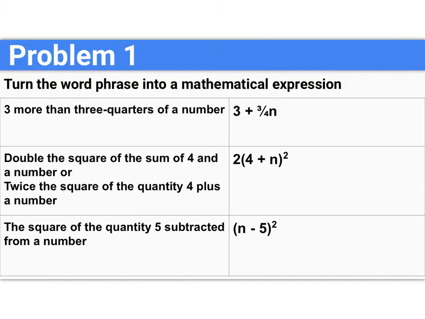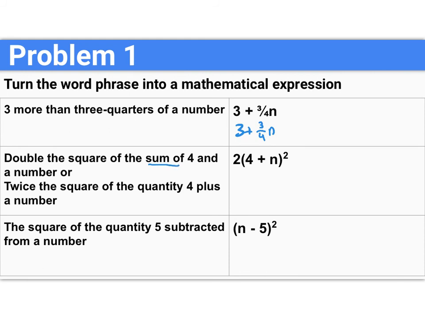Okay, problem 1. 3 plus 3/4 n. So let me write that for you so it looks a little neater, because it looks like the n is in the bottom, but this is 3 plus 3/4 n, or 3n over 4.